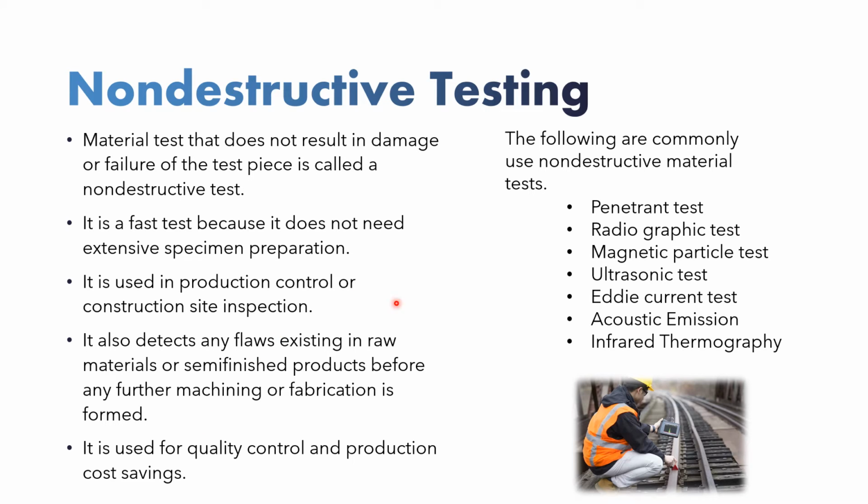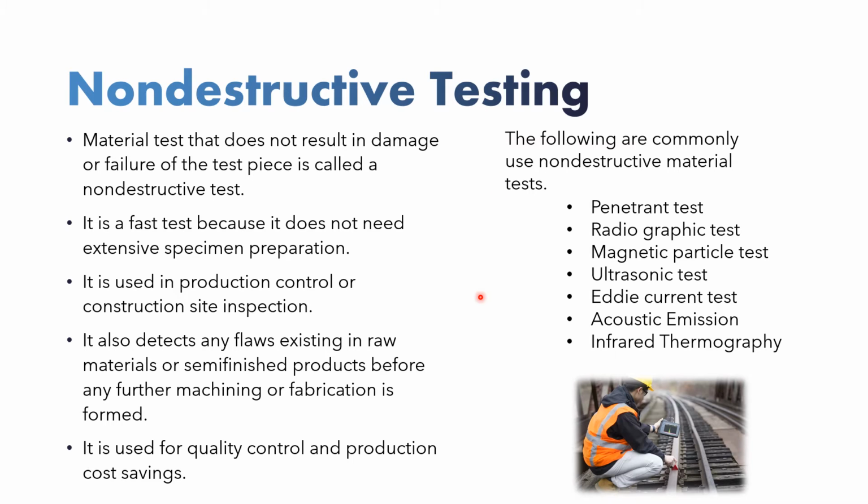All right, so now let's get into testing. Non-destructive means that when we test the material, you're not going to get any kind of damage or failure of the specimen. We call the specimen just a test material or test piece. We call that a non-destructive test. It's a really fast test. You don't need any extensive preparation of the test piece or specimen. We use it in production control, and we use it on construction sites for inspection.